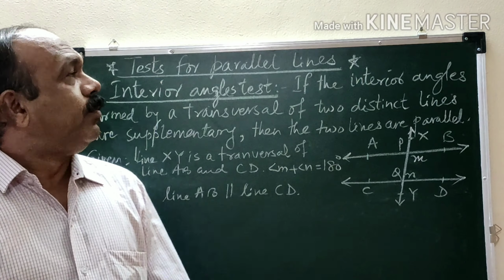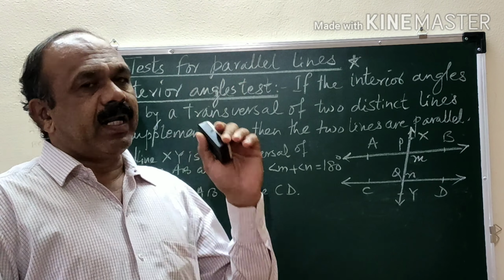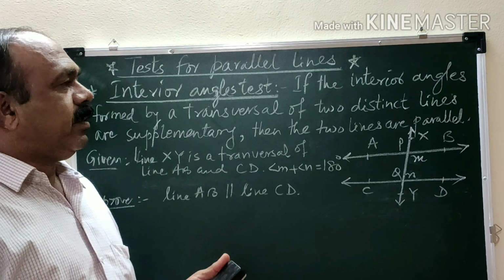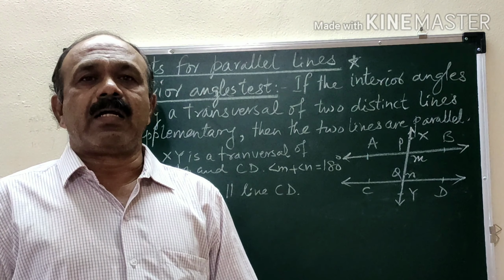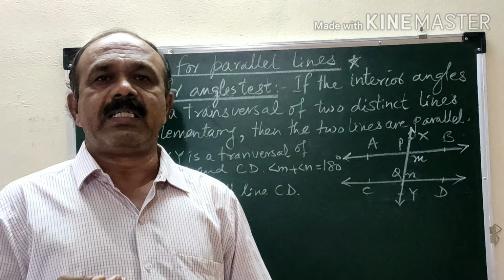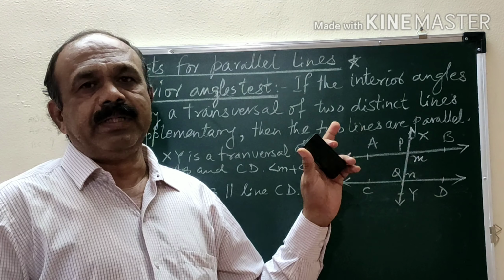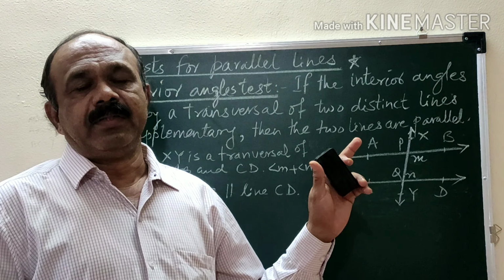Today we are going to learn tests for parallel lines. That is, in this case, if the angles are congruent, or if the interior angles are given and they are supplementary, then the lines are parallel to each other. That we will prove here. If corresponding angles are congruent, the lines are parallel. If alternate angles are congruent, lines are parallel.